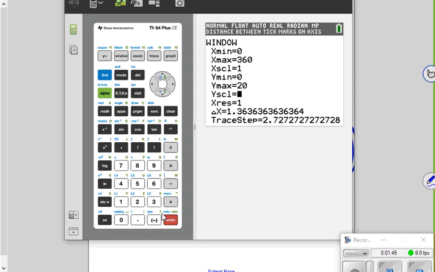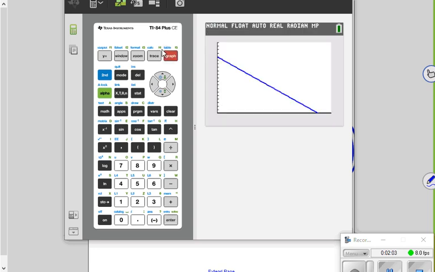You don't really have to change the scale unless you're kind of a perfectionist and you want it to match what the book had. I typically leave the x scale and the y scale at 1. I really don't mess with it very much. Now when you hit graph, you'll see the graph. So that's good.